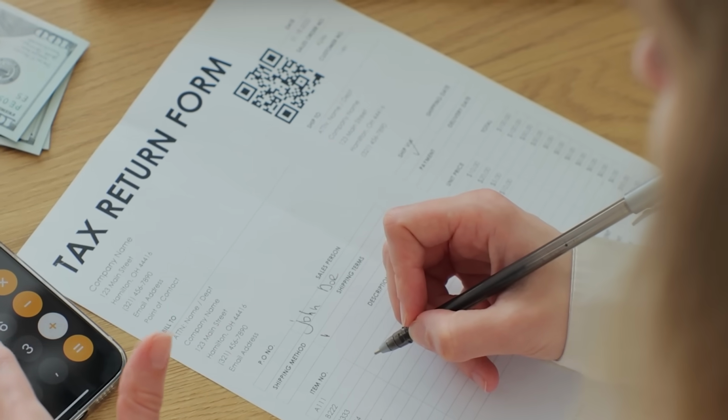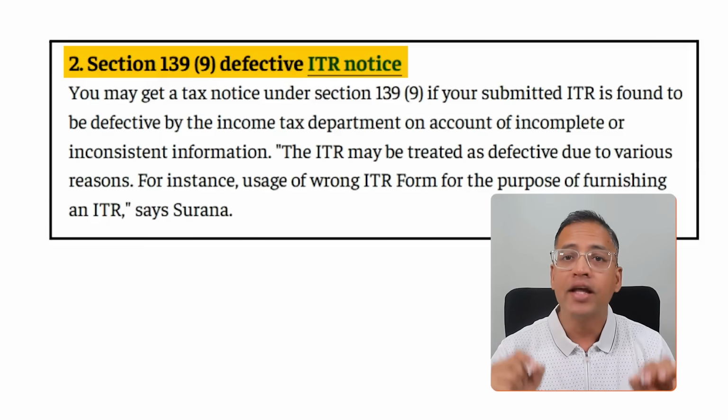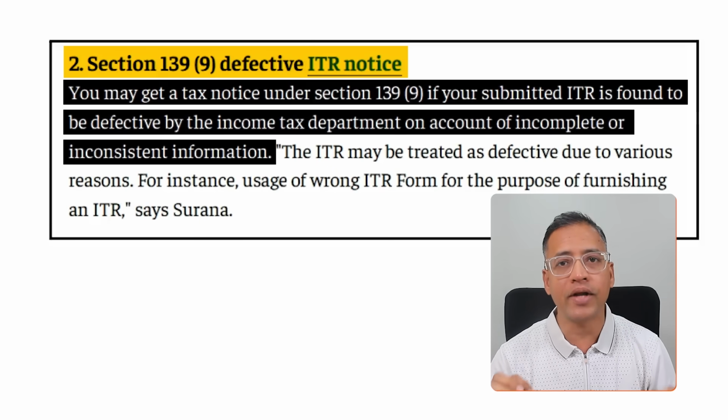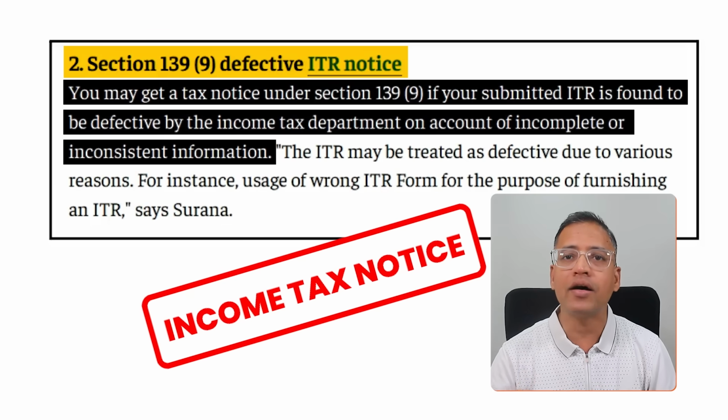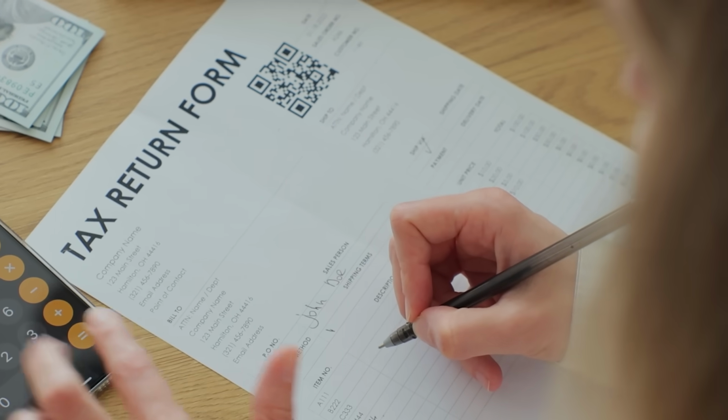You should not make any mistakes, because if you make any mistakes in your income tax returns, then under section 139(9) there is something called as defective ITR income tax returns. Means if you make a mistake in your income tax returns, you are likely to get an income tax notice under section 139(9). Therefore, it becomes extremely important for you to make sure you are filing your income tax returns correctly.